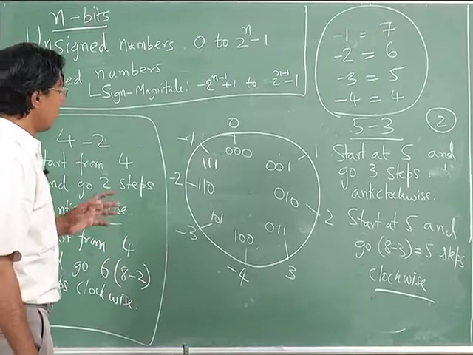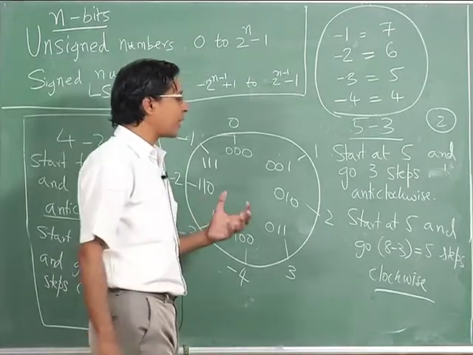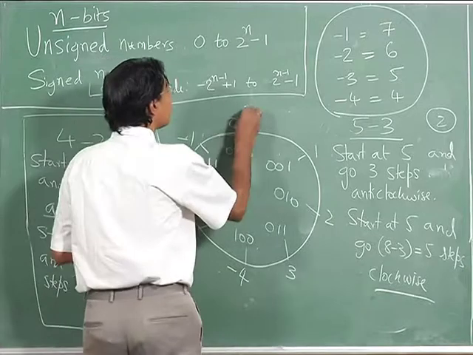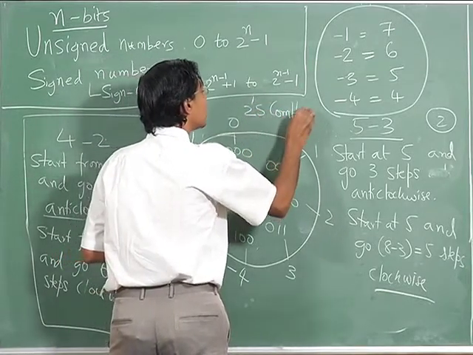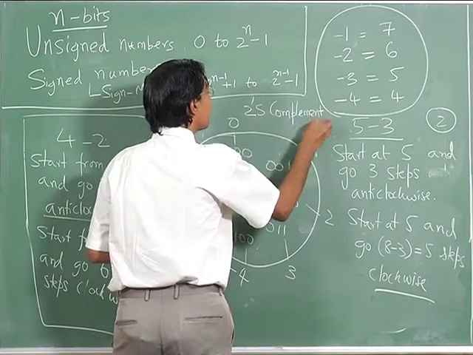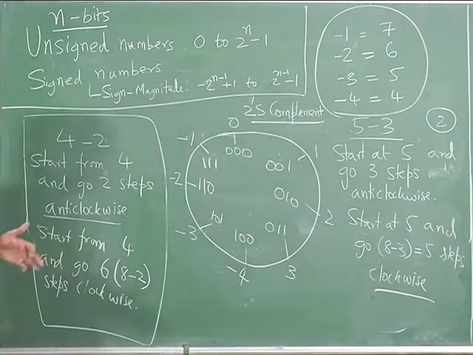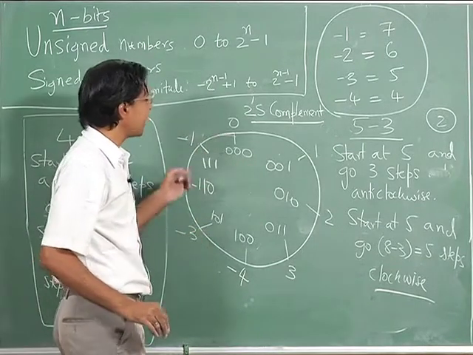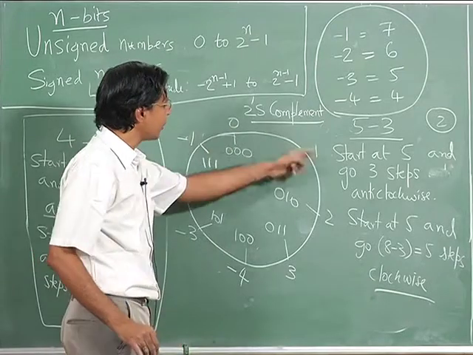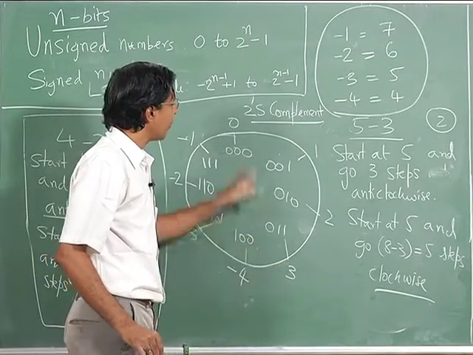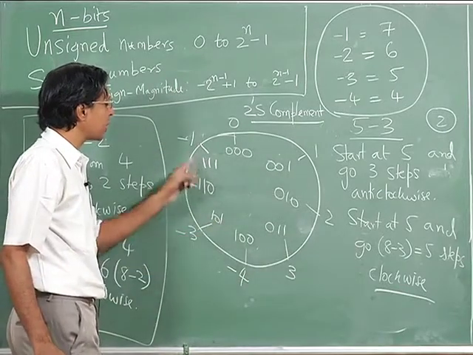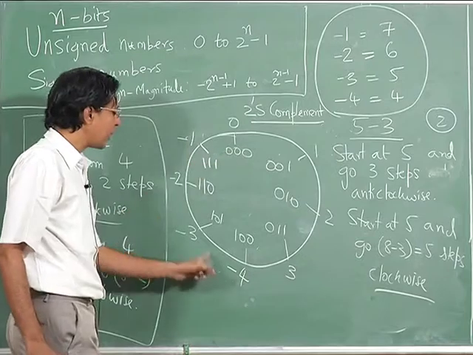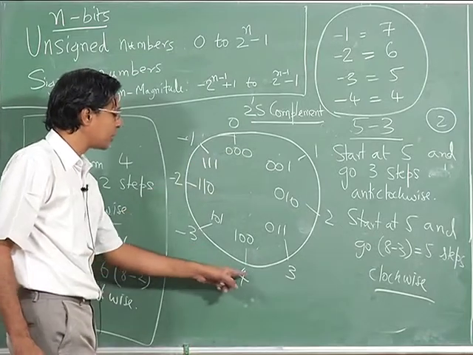So, this is called 2's complement representation. Why it is called 2's complement, I will explain towards the end. But what we have done, again, simply we have listed all these numbers as a cycle, and all the positive numbers we have numbered increasing from 0 to 3. All the negative numbers, wherein the most significant bit is 1, from 0 anti-clockwise I have numbered them as minus 1, minus 2, minus 3, minus 4.